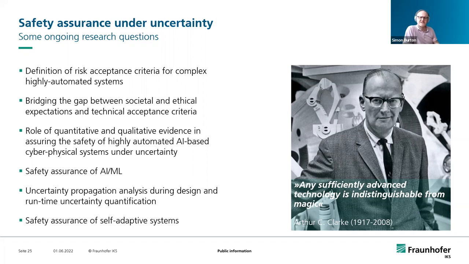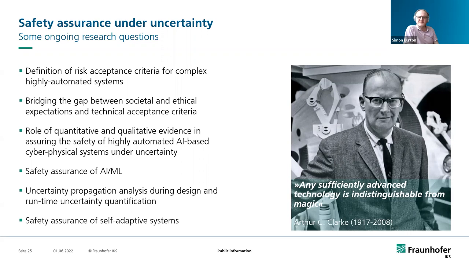These are things such as the definition of these risk acceptance criteria for such types of systems, some of the more ethics and socio-technical aspects we also look at in collaboration with AI ethicists and philosophers as well, to help us bridge that gap between the ethical and societal expectations and these technical criteria we can actually design our system against. But also there's still a lot of open questions related to the role of quantitative and qualitative evidence in assuring the safety of these types of systems.